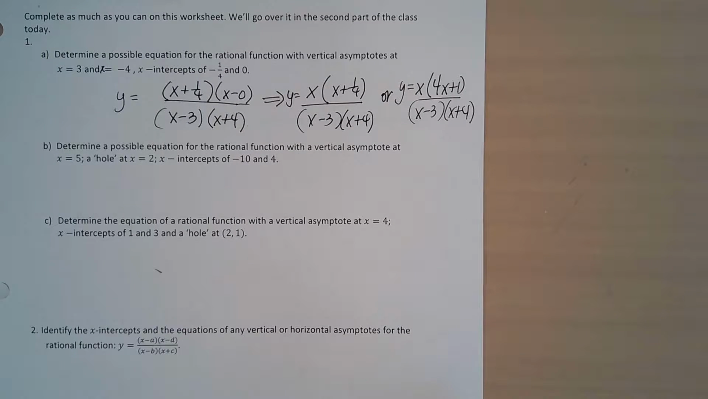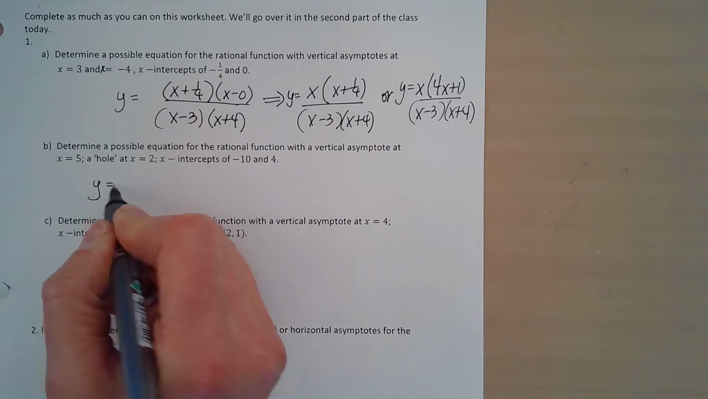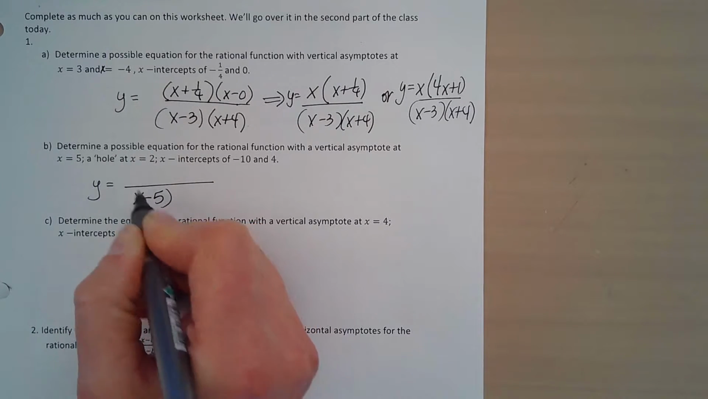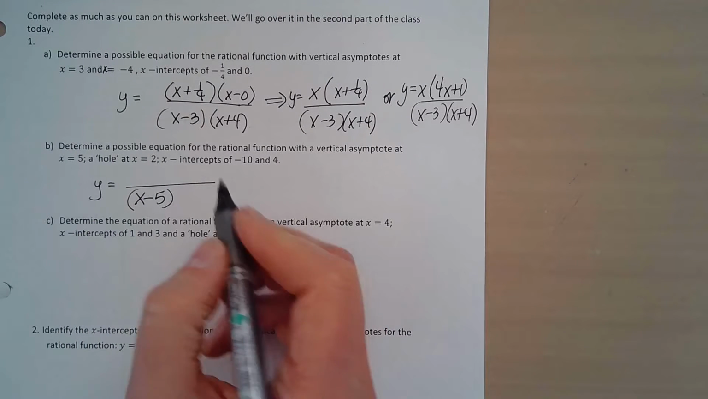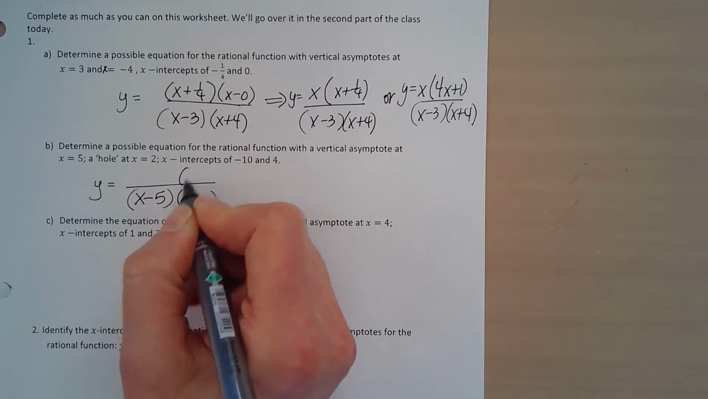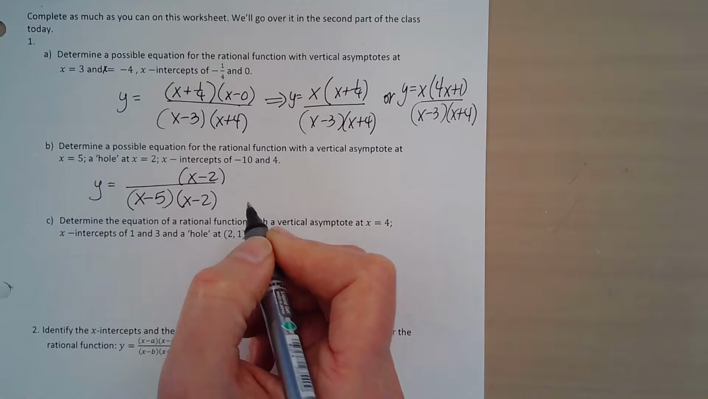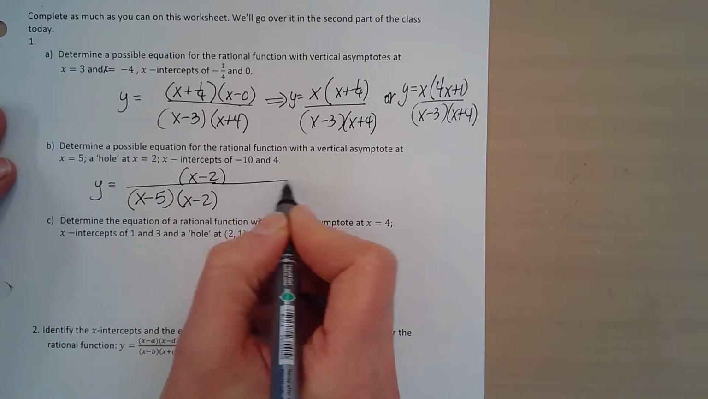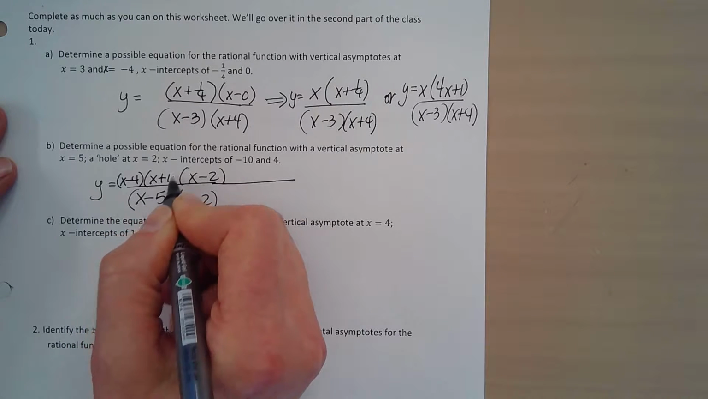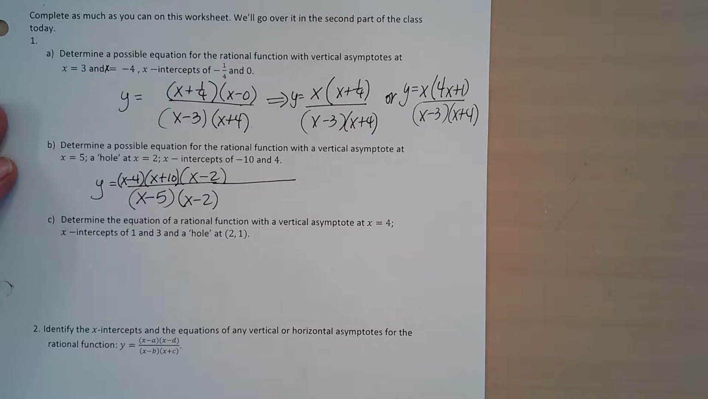Okay, same here. Rational equation, vertical asymptote, a hole, and x-intercepts. Okay, so once again, y equals, so vertical asymptote at x equals 5. I have an x minus 5 on the bottom. If I have a hole at x equals 2, what does that mean? I have a common factor, right? So there has to be one on top, one on bottom. And then I also have x-intercepts of 4 and negative 10. So that would be that, right?